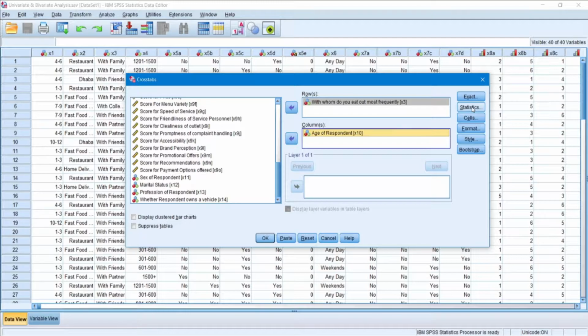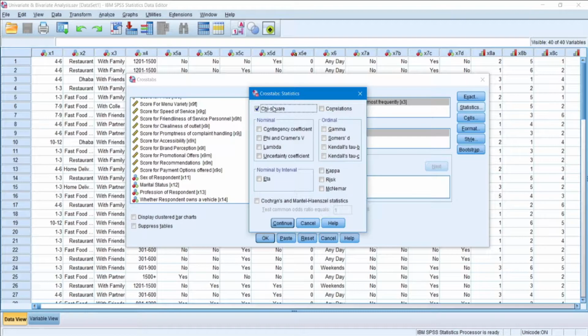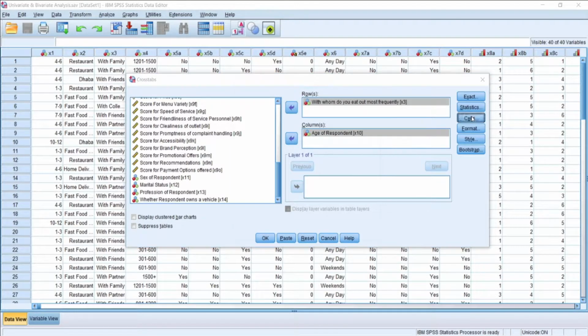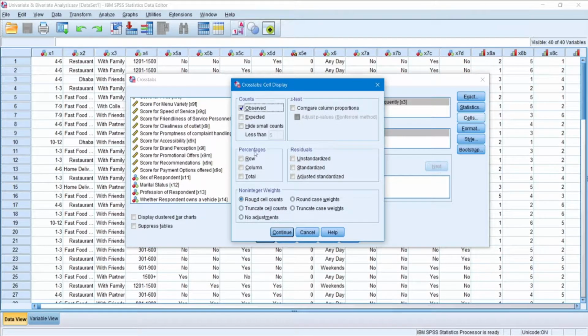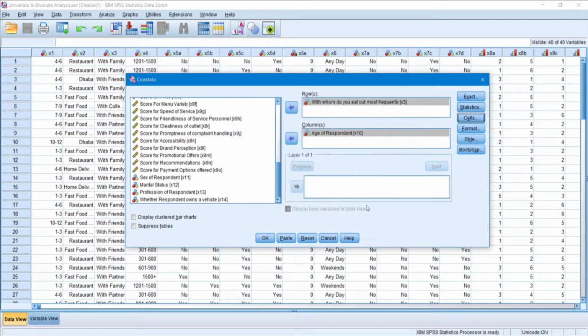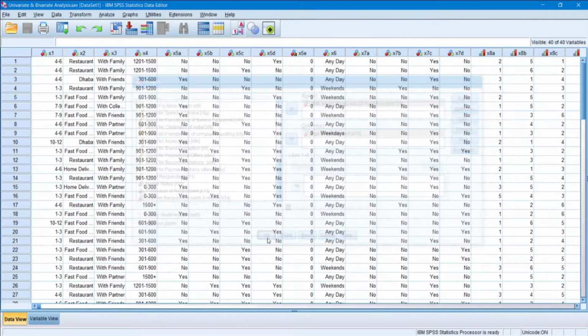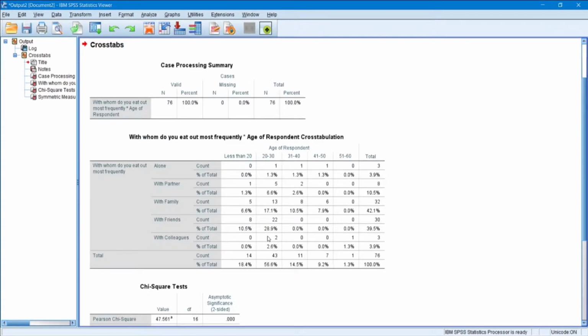Now, to do the inferential analysis, we'll go to Statistics, Chi-square, and Contingency coefficient, as well as Phi and Cramer's V. Continue. Then we move on to Cells. We go to Percentages and check the Total column. Continue. Then we press OK. That brings us to the output tab.